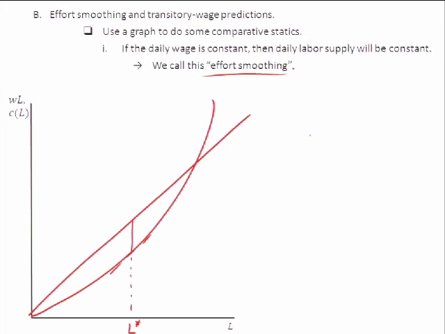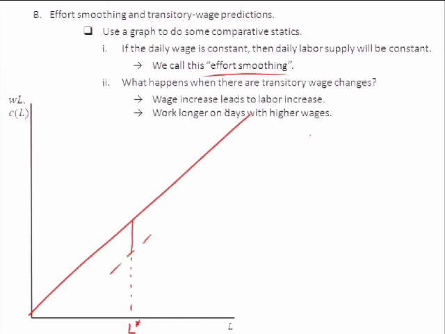Okay? So convexity will get you this kind of smoothing in all kinds of models. And so the prediction here is that you'll want to work the same number of hours each day as long as the wage stays the same. The thing we actually care about here is what will happen when you have transitory wage changes. Okay? If there's a wage increase on a given day, let's say that you know in advance that on Wednesday your wage is going to be double what it is on the rest of the days of the week, this model predicts that on Wednesday you should work more, and the other days of the week you should work the same as you always do.